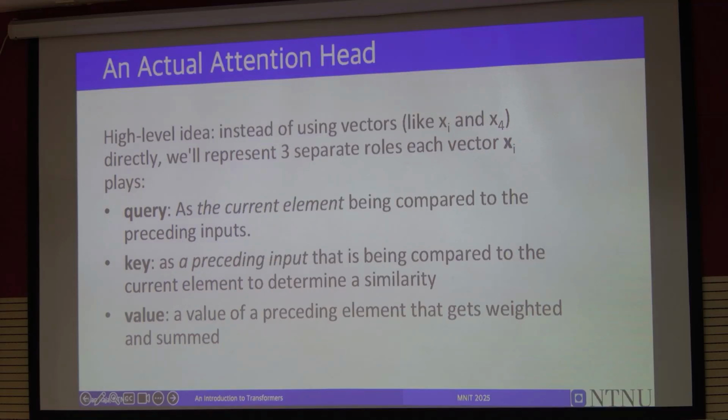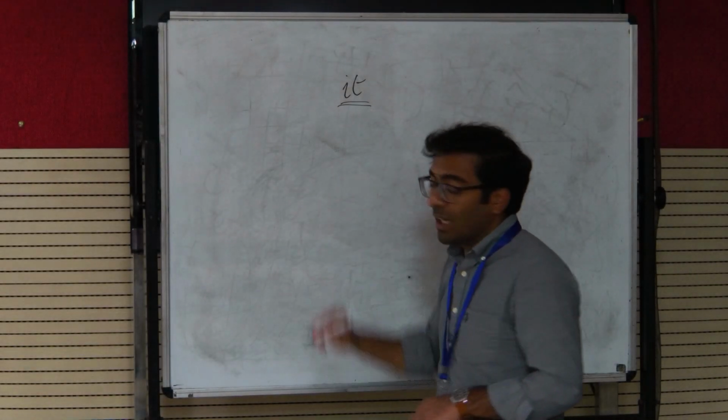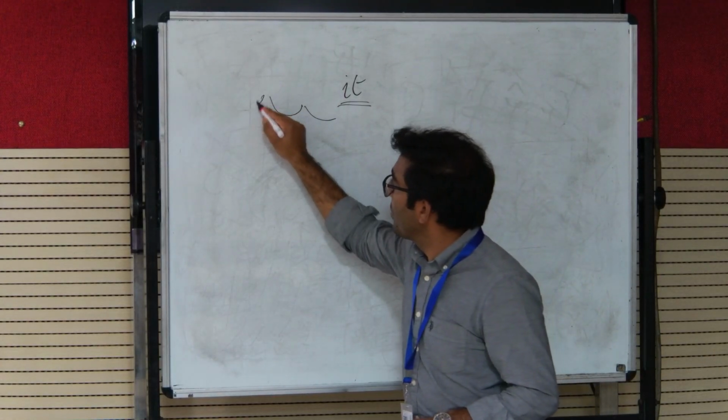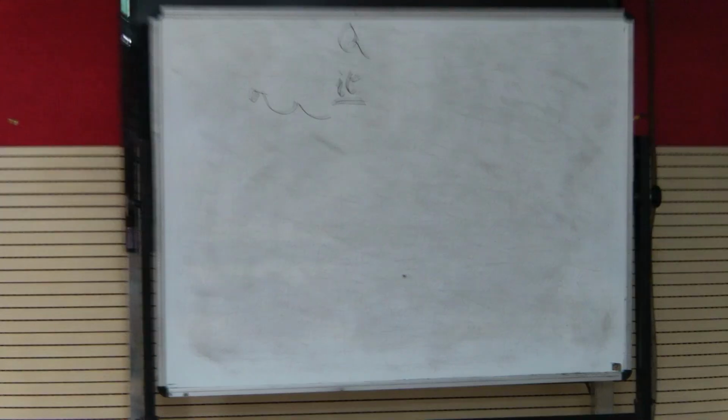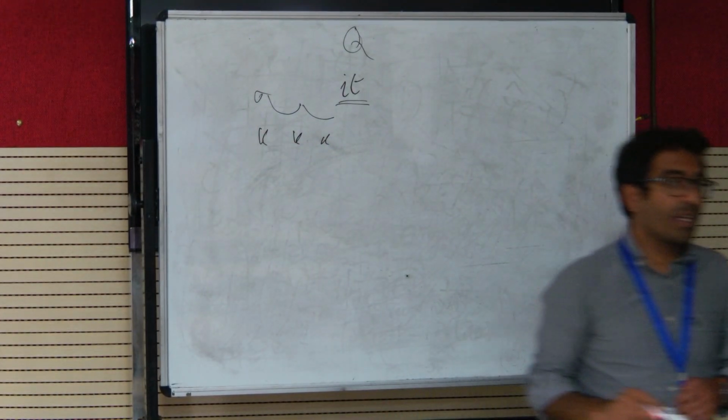The current element that is being compared to the preceding inputs is nothing but the query. In our case, we were looking at the word "it". So if we are looking at this one, then we are looking at the words before that. This is nothing but the query. The second thing is all the things that it is being compared to; those become the keys. And corresponding to each key, you would also have the values.